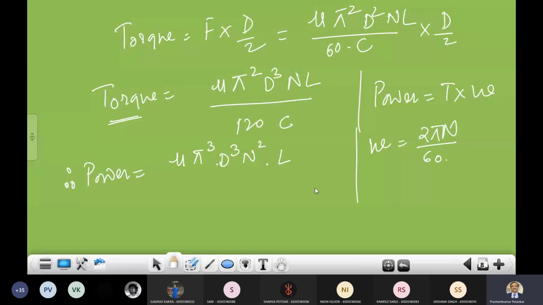Then here already you have 120, and here you have pi N upon 30. So already we have mu pi cube into D cube into N square into L, whole thing upon 120 into 30. 12 threes are how much? 12 threes are 36, and these two zeros, so 3600 C. So that will be the amount of power required, the power loss to overcome the fluid friction. That is what you can see. Am I right? Chalo.